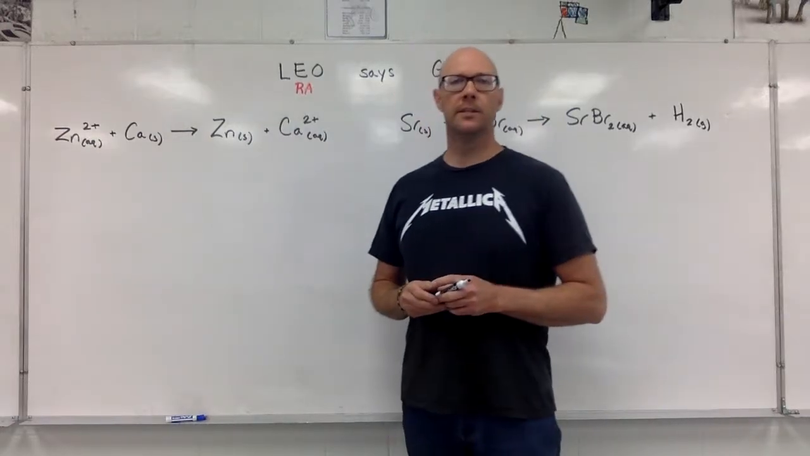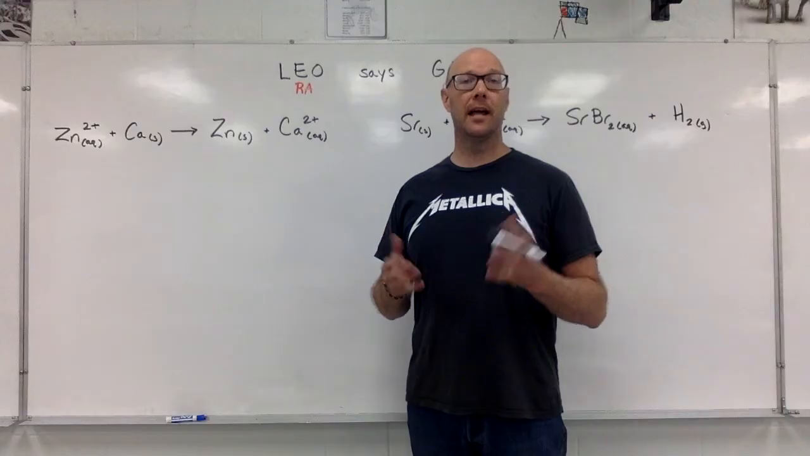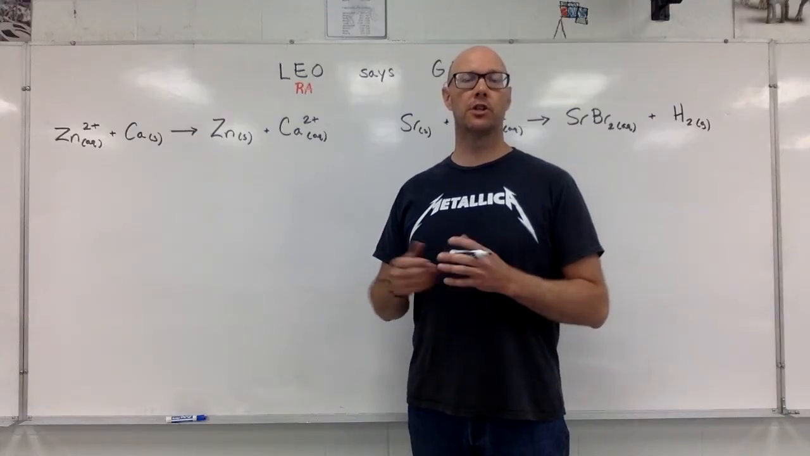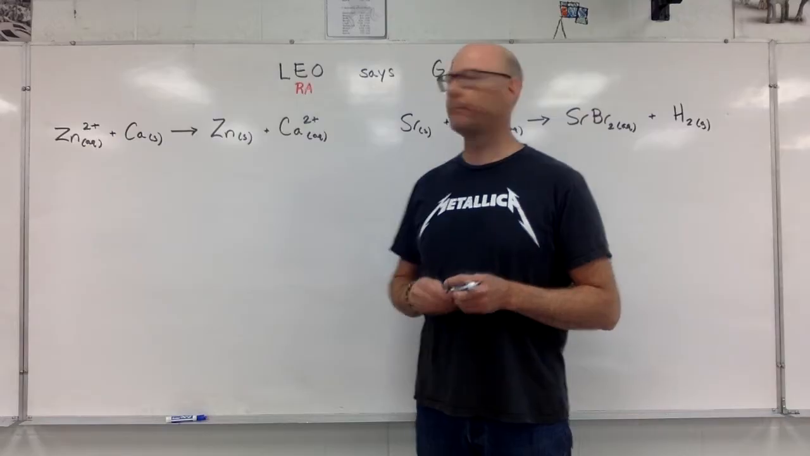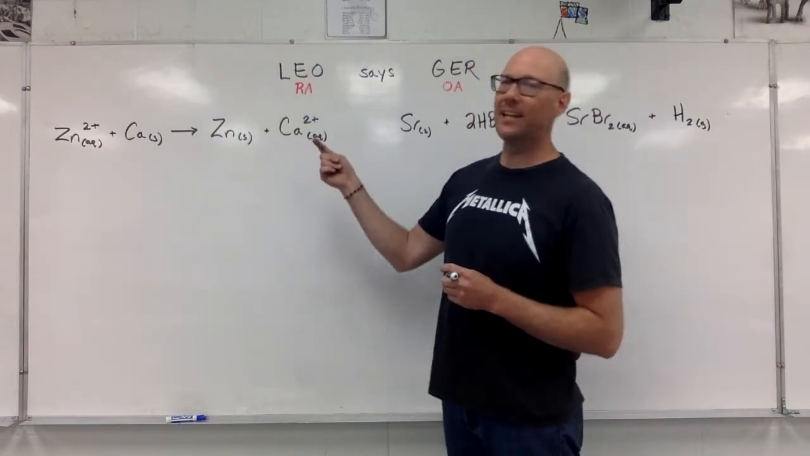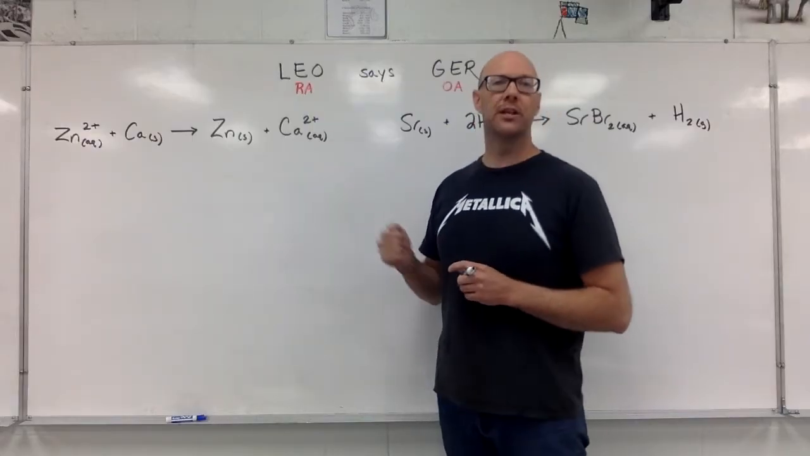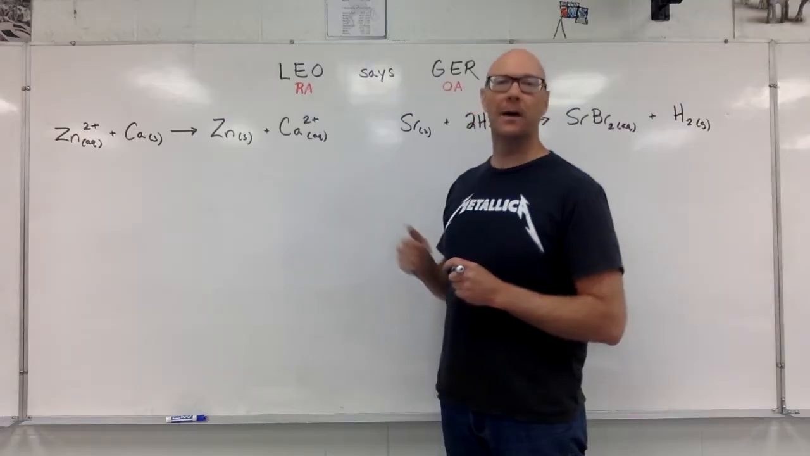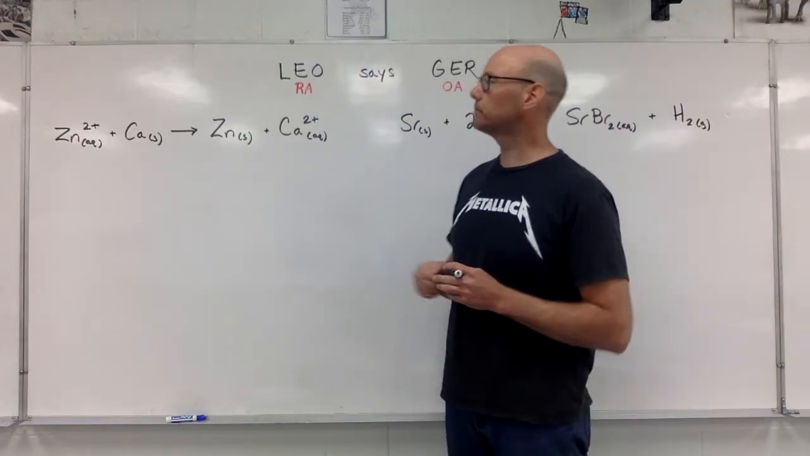Hi everyone. Today I'll look at two reactions and we're going to be able to analyze them to talk about oxidation and reduction, reducing agents, and oxidizing agents. The first reaction is a net ionic equation with zinc ions reacting with calcium atoms to produce zinc atoms and calcium ions. Let's analyze this reaction.